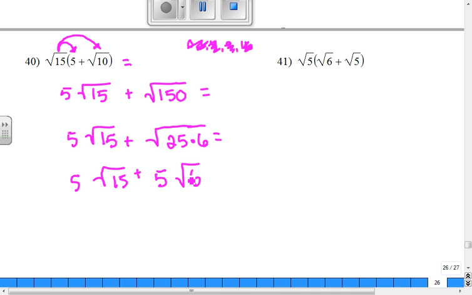Is there any perfect square that goes into 6? No, there's no perfect square that goes into 6. So we're left with 5 square root of 15 times 5 square root of 6. And that's our answer.